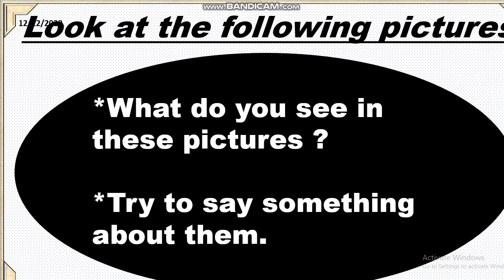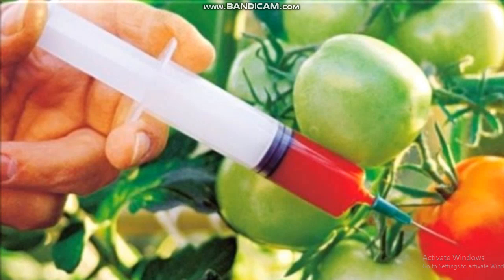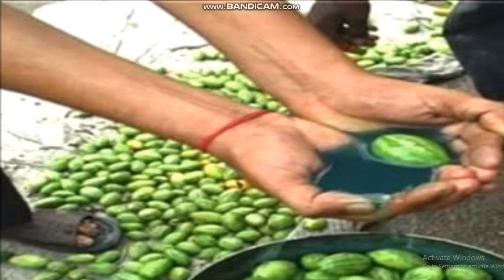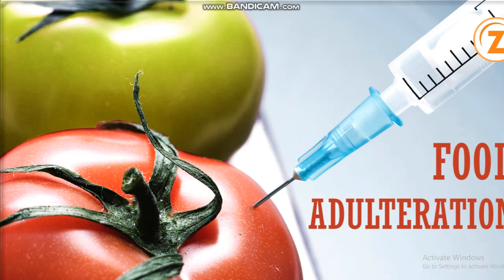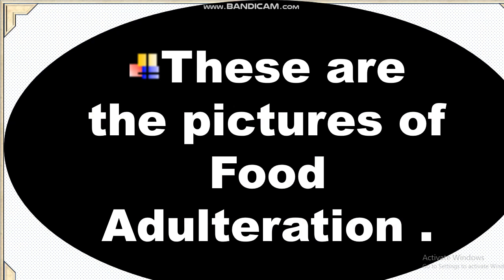Now we will start our class. Look at the following pictures, and there are some two orders for you. What do you see in this picture? Try to say something about them after watching the picture. Okay, now you are getting a picture before you. Another one of our vegetables. And this is a picture of mango and tomato injecting something. Food adulteration is written here. These are the pictures of food adulteration. You must agree with me. These are the pictures of food adulteration or contamination of food.